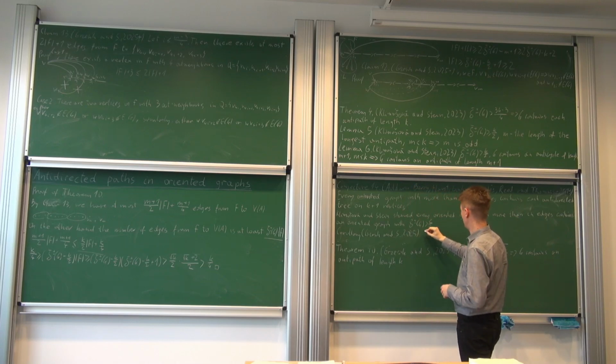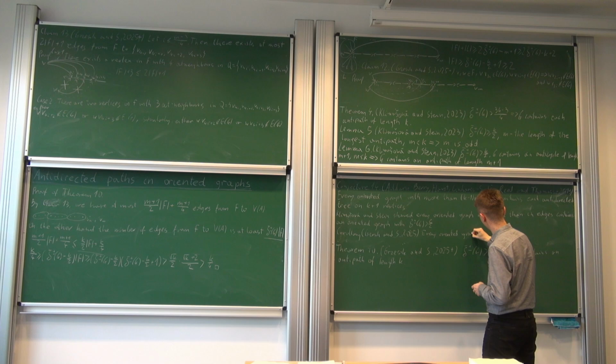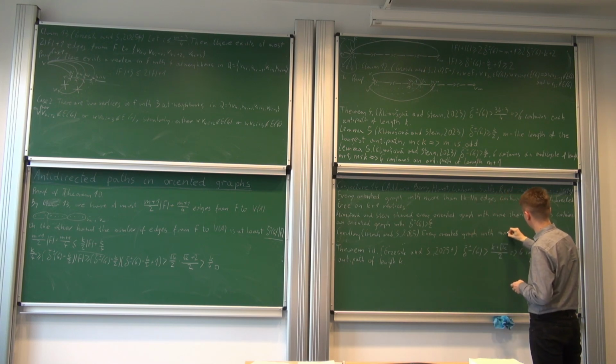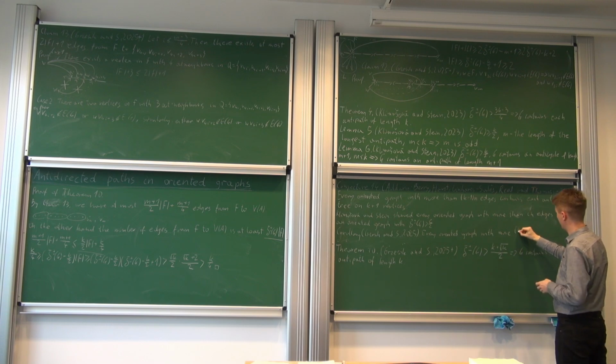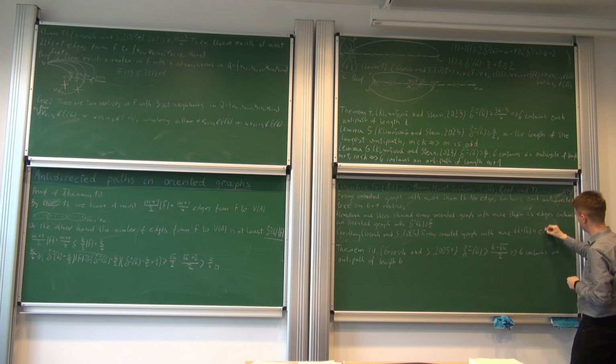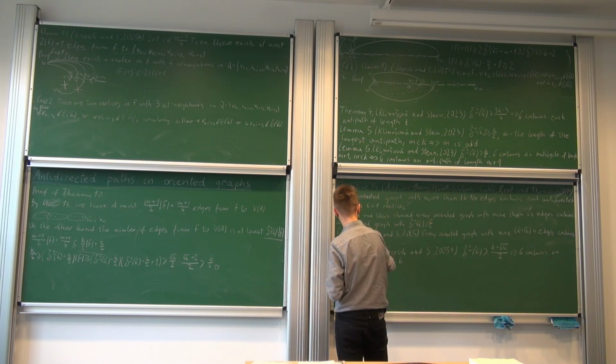That every oriented graph with more than k plus square root of k times n edges contains each antipath of length k.